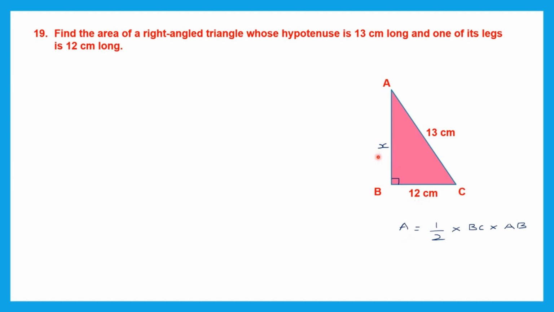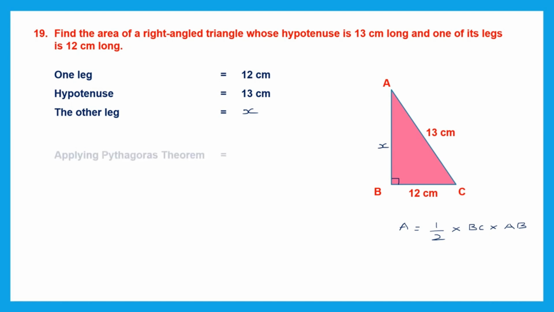Now, how do we find the measurement of this leg? Whenever you see a right angle triangle, remember that you can make use of the Pythagoras theorem. If the measurement of the hypotenuse is given and one of the legs is given, you can make use of the Pythagoras theorem, apply it. So let's see whether we can do that. So with that, you can find AB, and once you find AB, you can find the area. So let's begin. So one leg, the measurement is given to us. Hypotenuse is given to us. The other leg, let's consider that as X. To find this other leg's measurement, we're going to use the Pythagoras theorem.